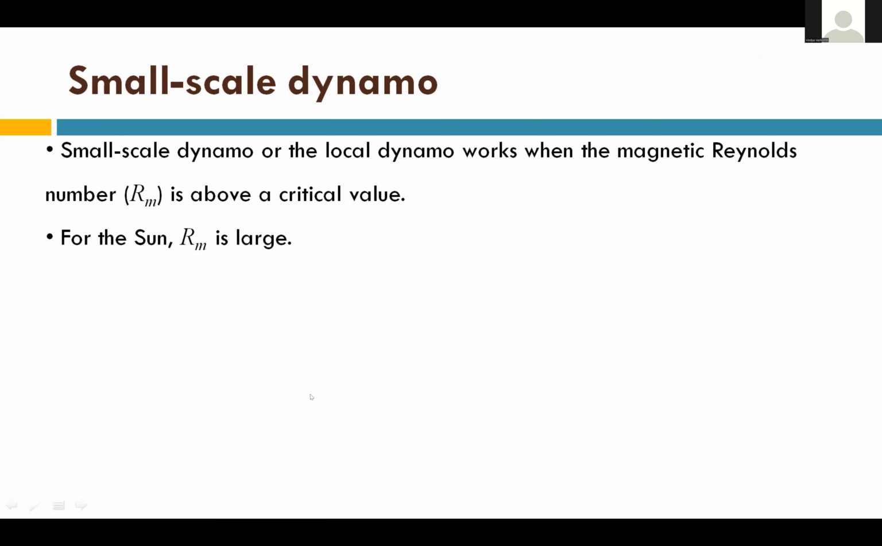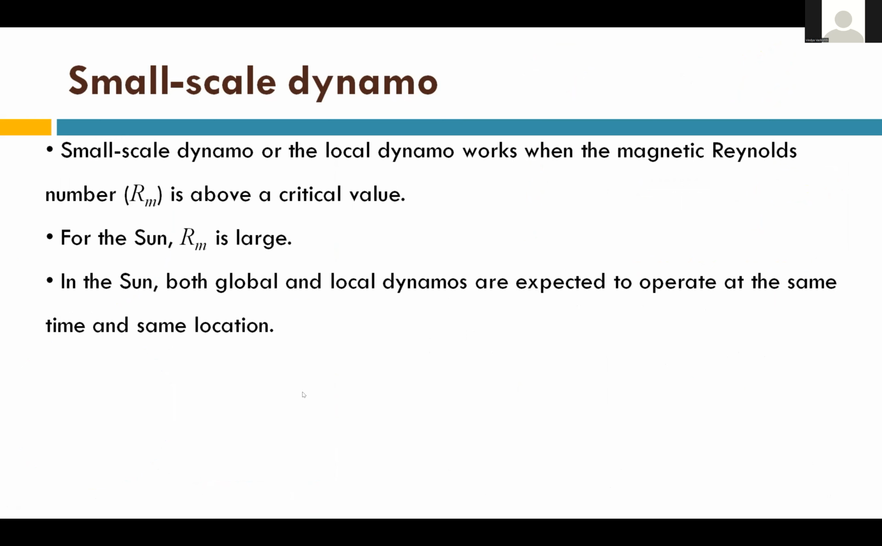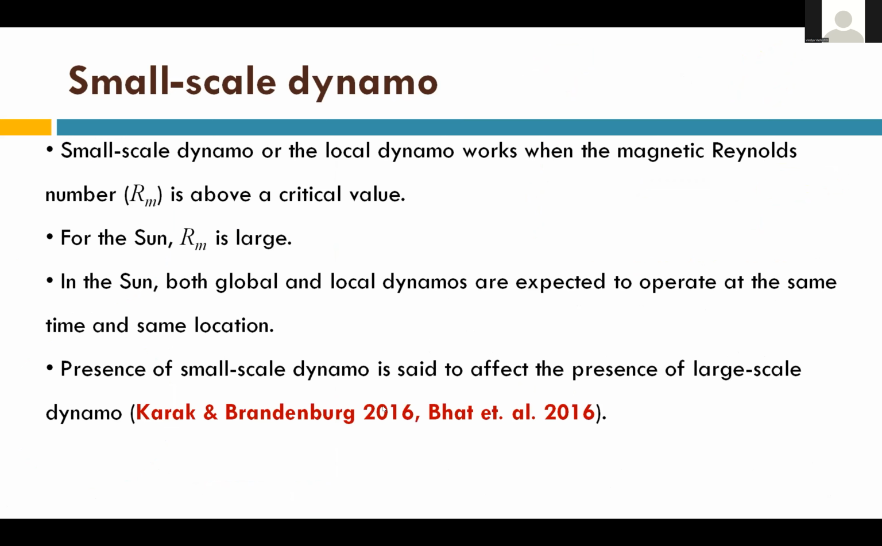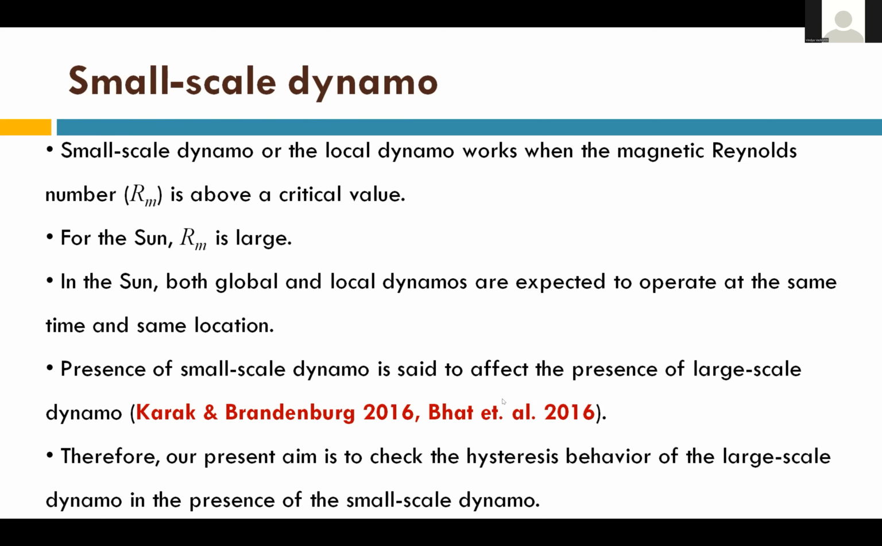Now, in the Sun, we know that the Reynolds number is very large. So it is expected that the global, or large scale dynamo, and the local dynamos operate in the Sun at the same time and location. In fact, it was previously studied by Bhat and Brandenburg in 2016 that small scale dynamo may affect the presence of large scale dynamo. So this gives a new motivation to check whether the hysteresis behavior that we studied in the axisymmetric mean field model is valid, or do we see this behavior in the large scale dynamo in the presence of small scale dynamo or not.